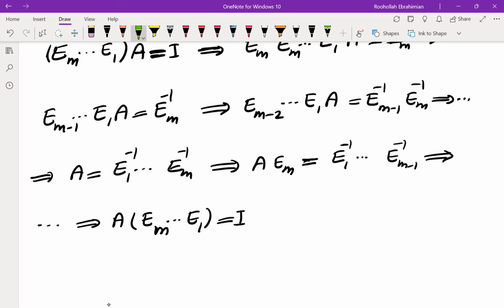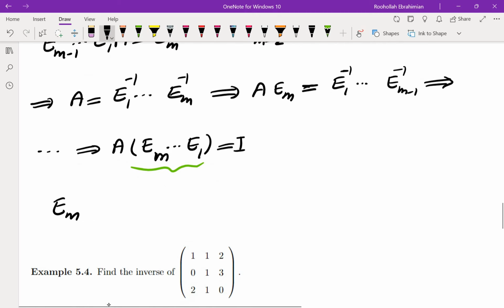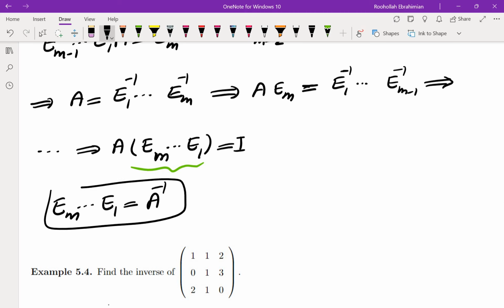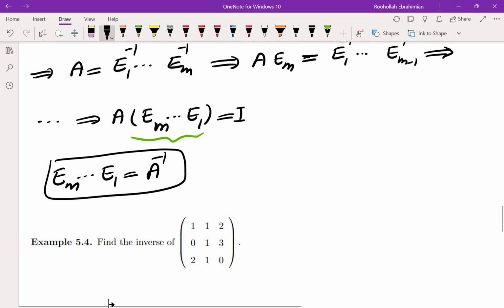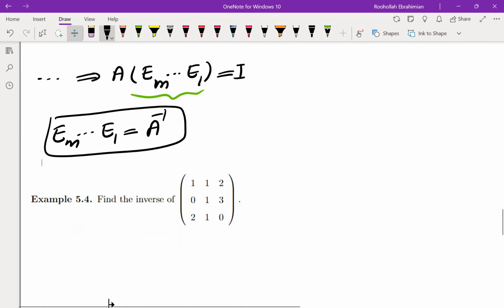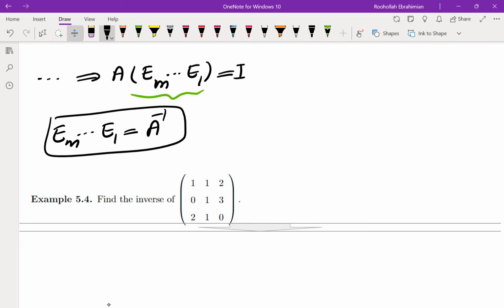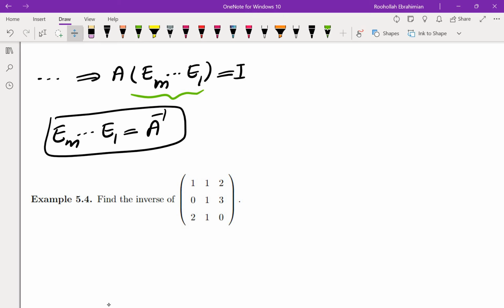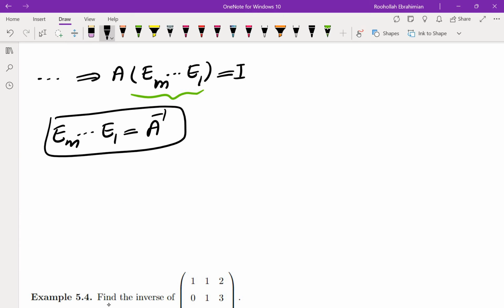So as you see, this is in fact the inverse of A. So E_m all the way to E_1 is in fact the inverse of A, because multiplication for matrices is not commutative, so I can't just swap the order of multiplication. Now the question is, how do we find this inverse? And here's how we find the inverse.